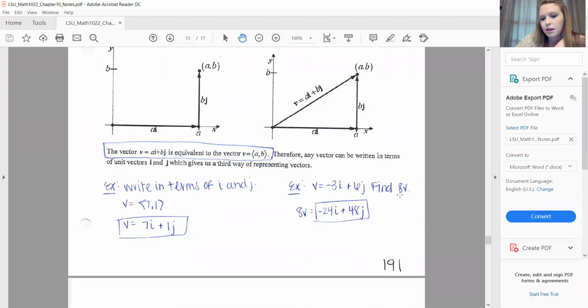So when you multiply, you have to do it times both. 8 times -3 is -24. 6 times 8 is 48.